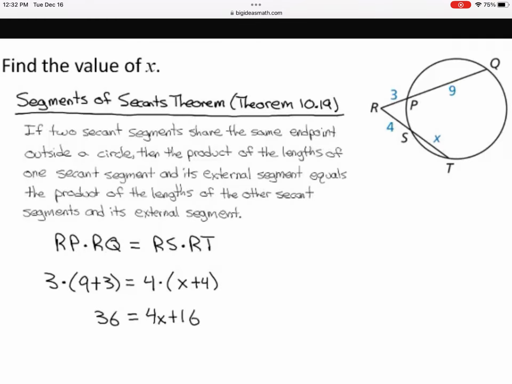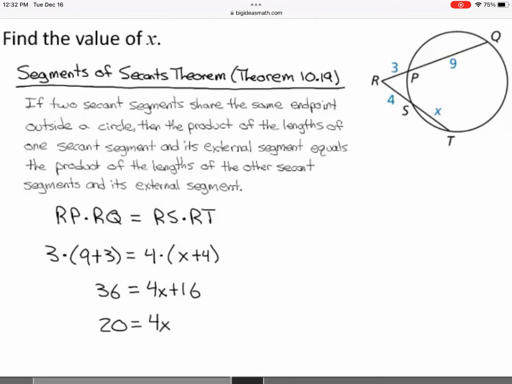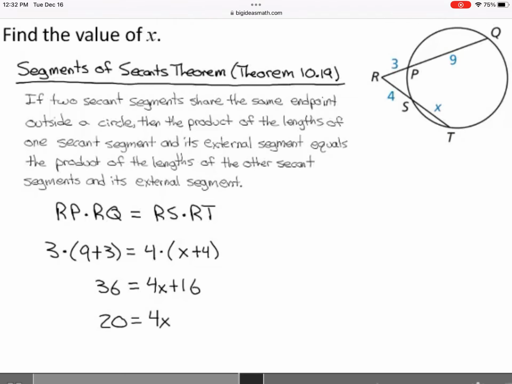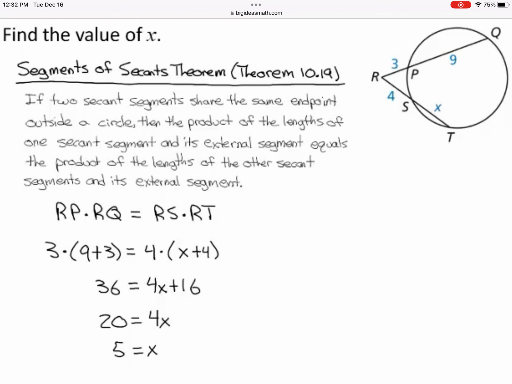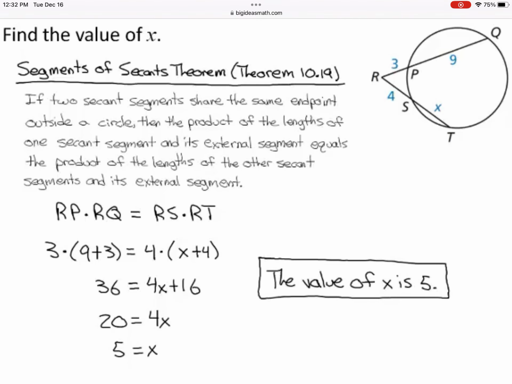Subtracting 16 from each side gives 20 equals 4x. Dividing each side by 4 gives 5 equals x. So the value of x is 5.